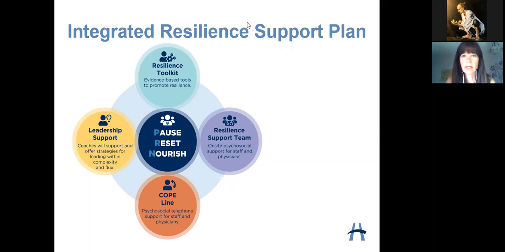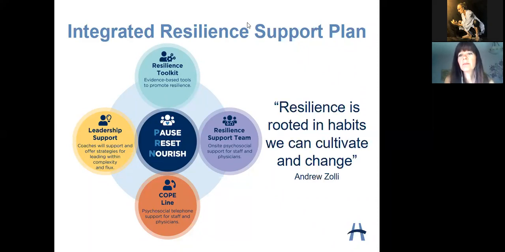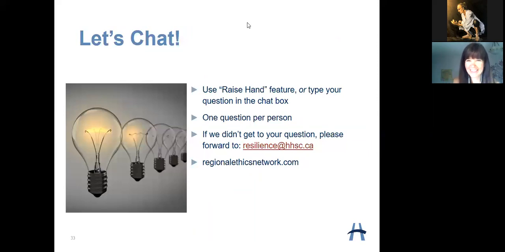We have a COPE line that we have started. We have on-site support teams. You can do this formally, informally in your own organization. Same thing with leadership support. We have webinar series and so on, and coaching that we offer. And again, this can be translated anywhere because we want to create this ecology of resilience, because resilience is rooted in habits that we can cultivate and change. So I will stop here now, knowing that there's a lot here, but I want to leave some room for questions, and I think I went a little bit longer. So I will pause.